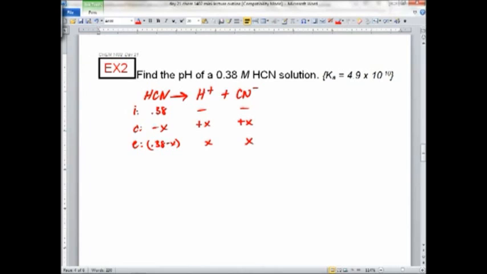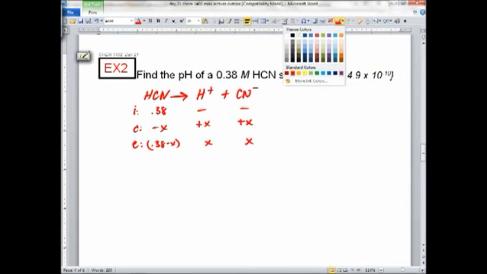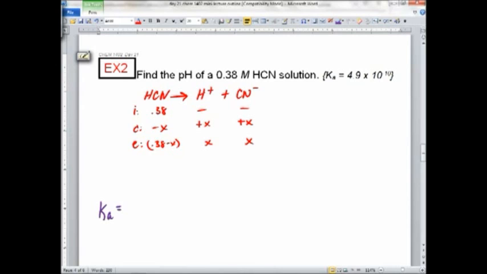Okay. So we write our Ka expression now. My Ka was 4.9 times 10 to the negative 10. So, Bobby, that's going to be what over what? If you just jump right to the x's, putting it in, it'd be x times x, which is really just x squared, all over 0.38 minus x.